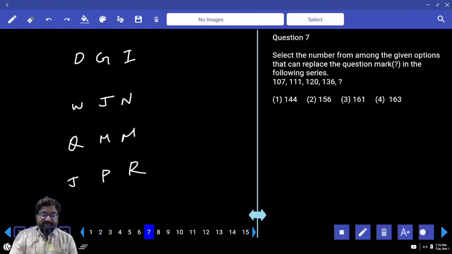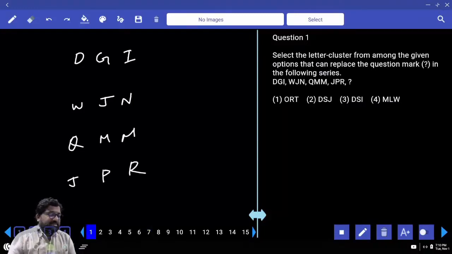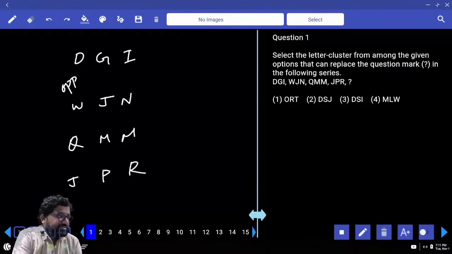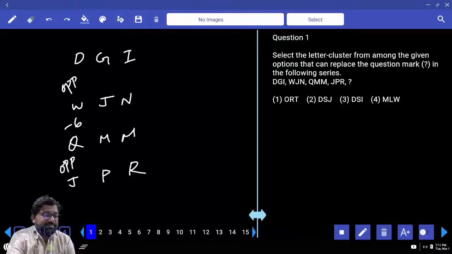Let us try what's happening here. Is this clear? Look at this. D and W, what's your first opinion after seeing D and W? Opposite. D and W are opposite. What's the W's place value? 23. And this Q is 17. Can I say this is minus 6? Yes or no? And again I see opposite. Q and J are opposite. So first time I see opposite, and then this is minus 6, and then I am going for opposite.